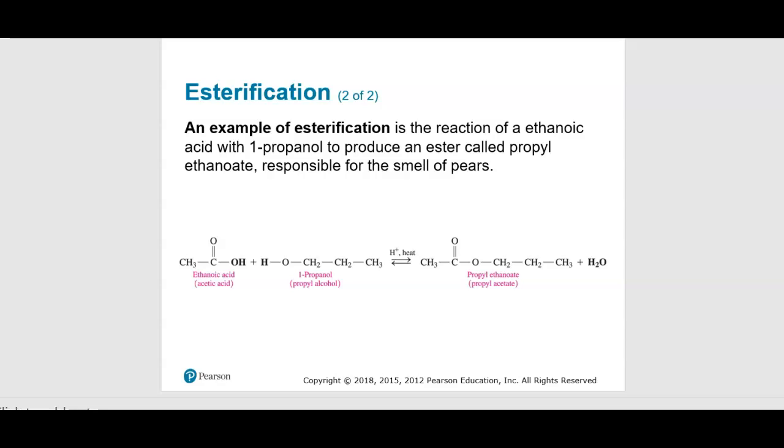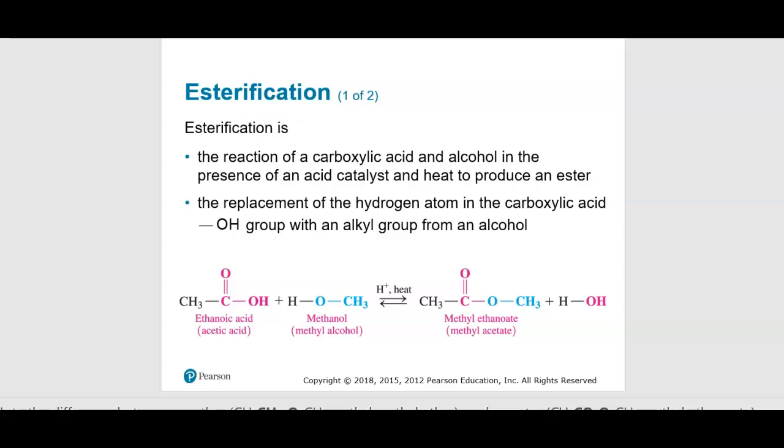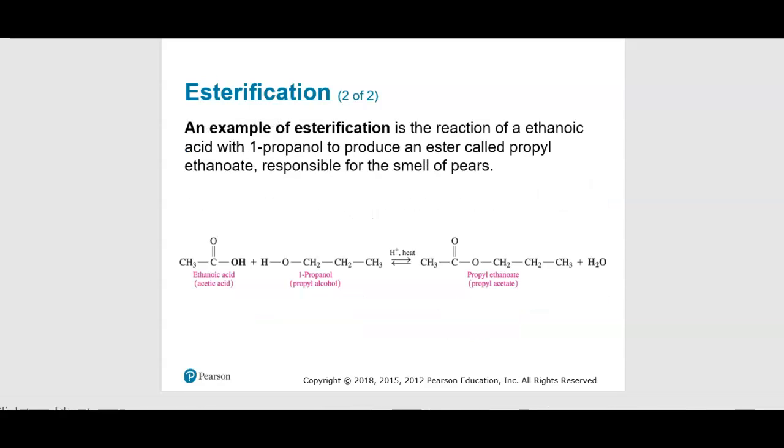Here's another one. It's propyl acetate. There's that smell of pears. And you can see essentially the same thing going on. It's the same reaction. Ethanoic acid and methanol give you methyl acetate and water. And you see them here. You take ethanoic acid and 1-propanol and make propyl acetate and water.